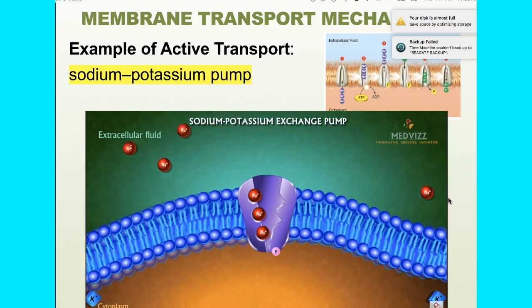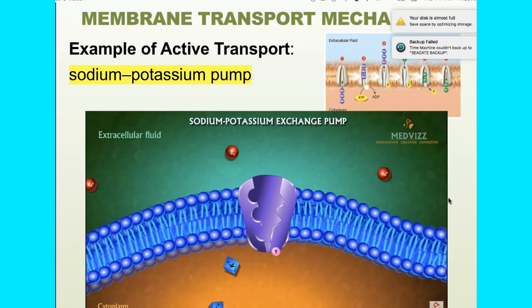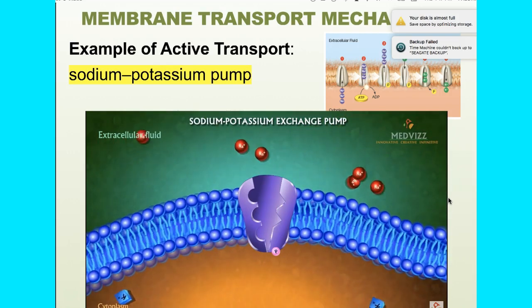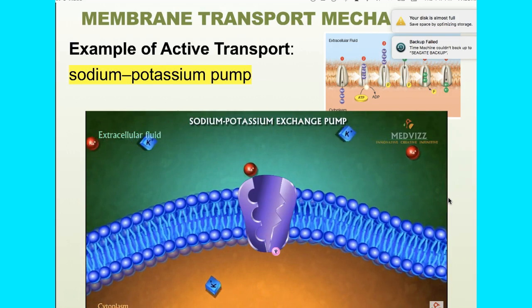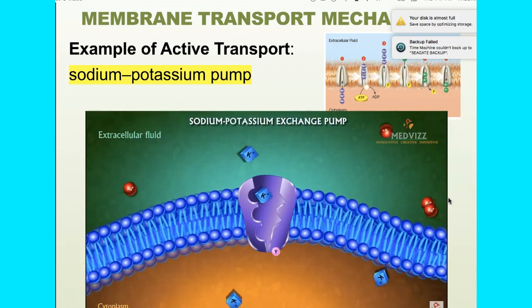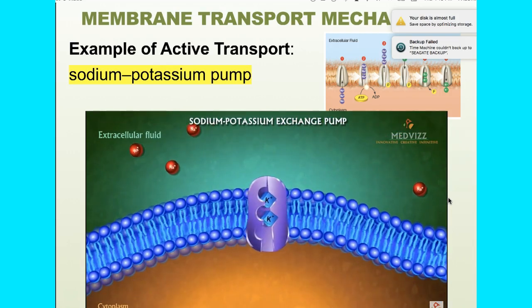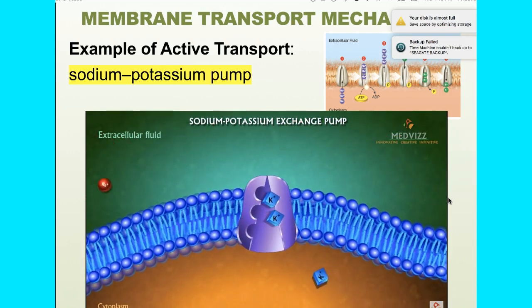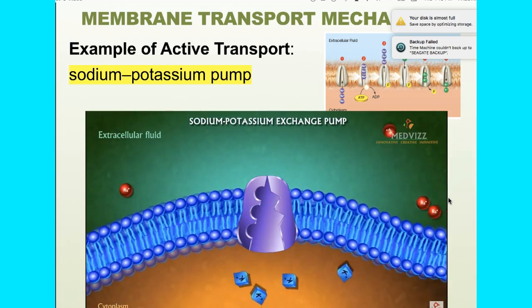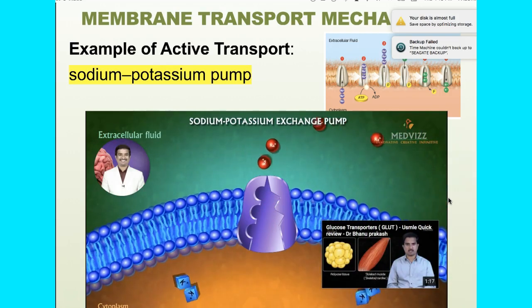In this new conformation, the protein has a low affinity for sodium ions, and the 3 bound sodium ions dissociate from the protein and diffuse into the extracellular fluid. The new conformation has a high affinity for potassium ions, 2 of which bind to the extracellular side of the protein. The bound phosphate now dissociates, and the protein reverts to its original conformation, exposing the 2 potassium ions to the cytoplasm on the inside of the cell. This conformation has a low affinity for potassium ions, so the 2 bound potassium ions dissociate from the protein and diffuse into the interior of the cell.